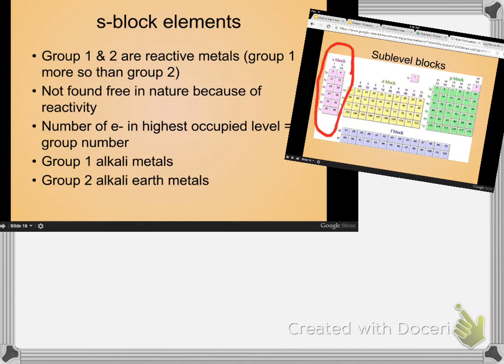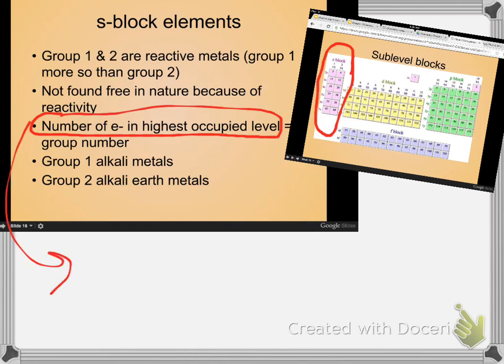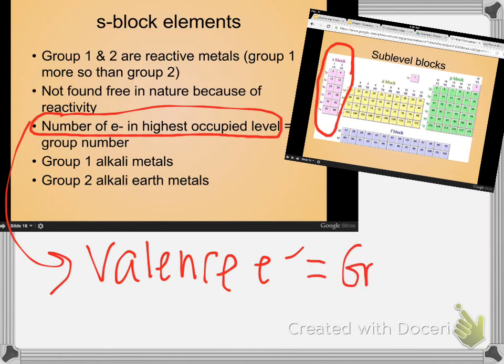The number of electrons in their highest occupied level is equal to the group number. Now, what's another word for the number of electrons in the highest occupied level? What's another word for that? Valence. Yeah, those are valence electrons. So for the s-block, valence electrons is equal to group number. So for group 1, how many valence electrons are there?